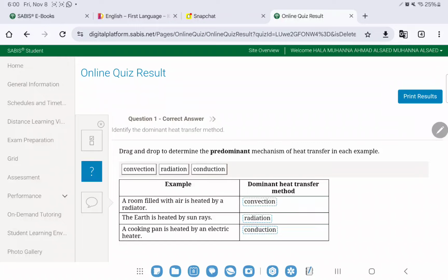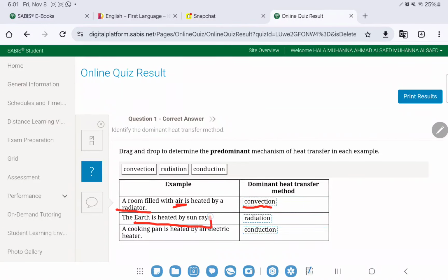They're asking you which one is convection, conduction, and radiation. A room filled with air and heated by a radiator is convection. You're going to say, oh, it's a radiator, so it has to be radiation. No, be careful, that's not radiation. It's convection. Why? Because all a radiator does is heat the air. Hot air goes up because it's less dense, cold air falls down because it's more dense, and it's just one big cycle. So a radiator or an air conditioner will always be convection.